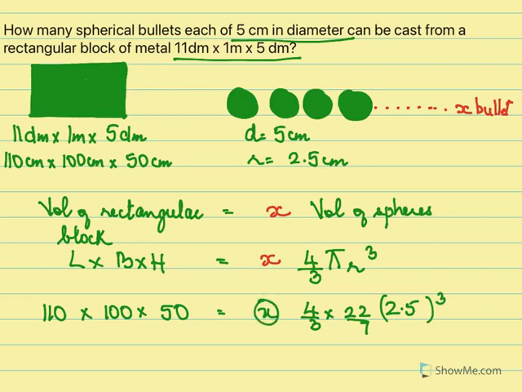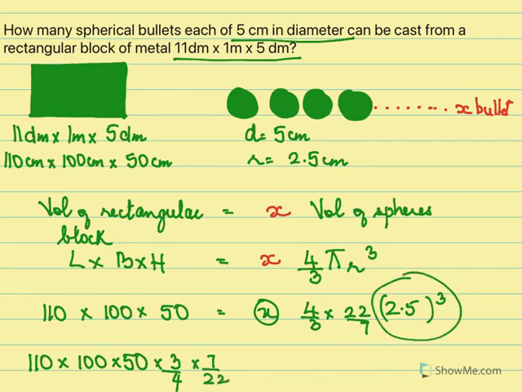We need to find the x. So we have 110 into 100 into 50. We take 4 by 3 on the other side, it becomes 3 by 4. Then we take 22 by 7 on the other side, it becomes 7 by 22. And now we take 2.5 the whole cube on the other side, and it becomes 1 over 2.5 the whole cube equals x.